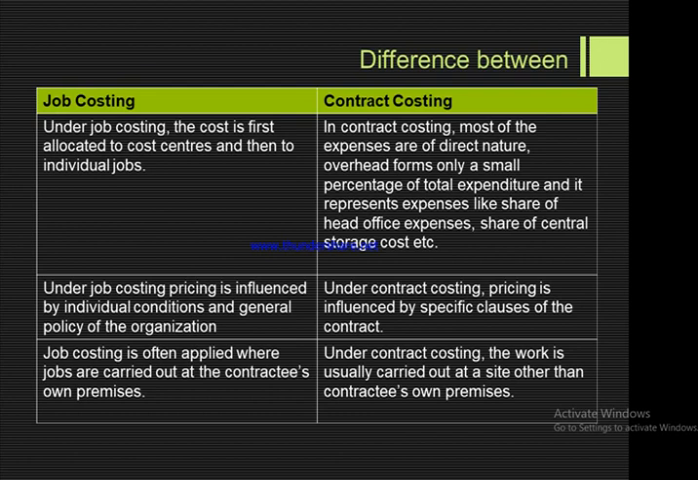Whereas in case of job costing, most of the works are going to be done within the premises, hence the share of relative overheads is going to be slightly more. So these are the points of difference which make job costing and contract costing differ.